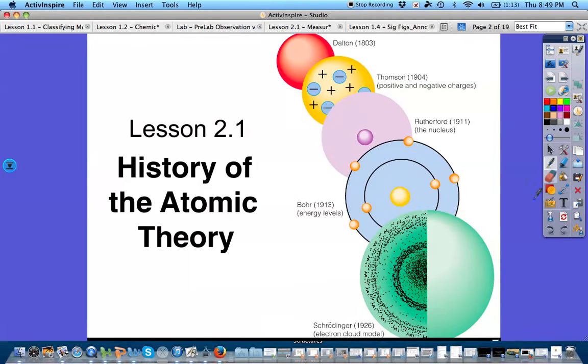In this lesson, we are going to discuss some different people that have made contributions to the atomic theory, most of them being scientists. And then we're also going to look at the models that they have developed for what they think the atom looks like.